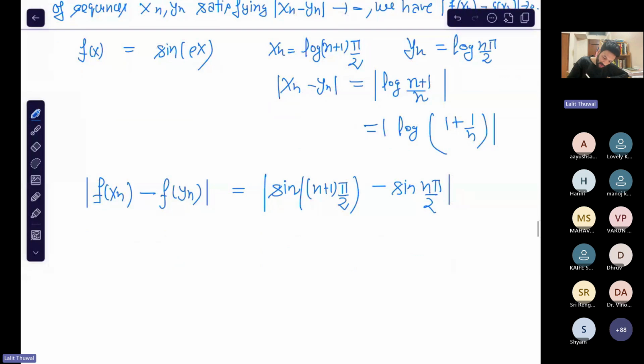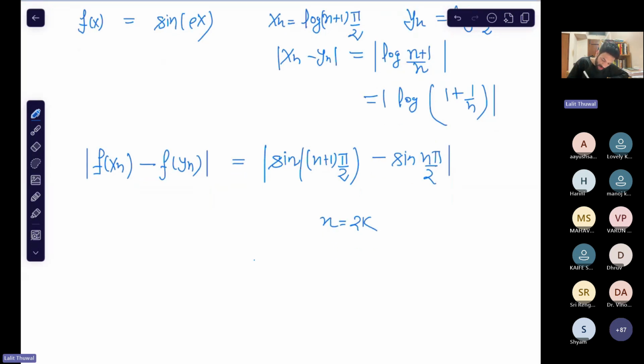Let me show you that this does not go to 0. See, if you pick n equal to 2k, that is, n is an even number, then this comes out to be sine of (2k plus 1) pi by 2 minus sine of k pi, and sine k pi is 0. So you have this subsequence of even terms. Do you think that this is convergent?